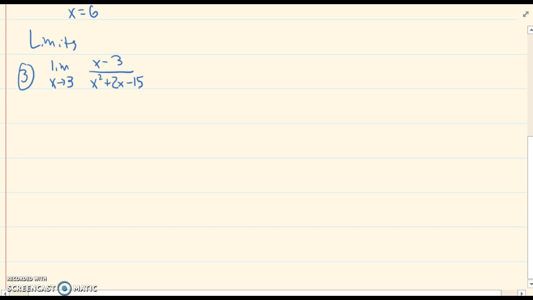If I'm approaching a number, I'm just going to take that number and plug it in. So check out what happens when I do that. When I plug 3 in, I get 3 minus 3 over 3 squared, which is 9, plus 2 times 3, which is 6, and then minus 15. So I end up getting 0 over 0. That indicates to me that there's point discontinuity happening at that particular value. But I'm not worried about discontinuity when I'm looking for limits. Limits are just intended heights of the function. So what I'm going to do is take this original function and factor it.